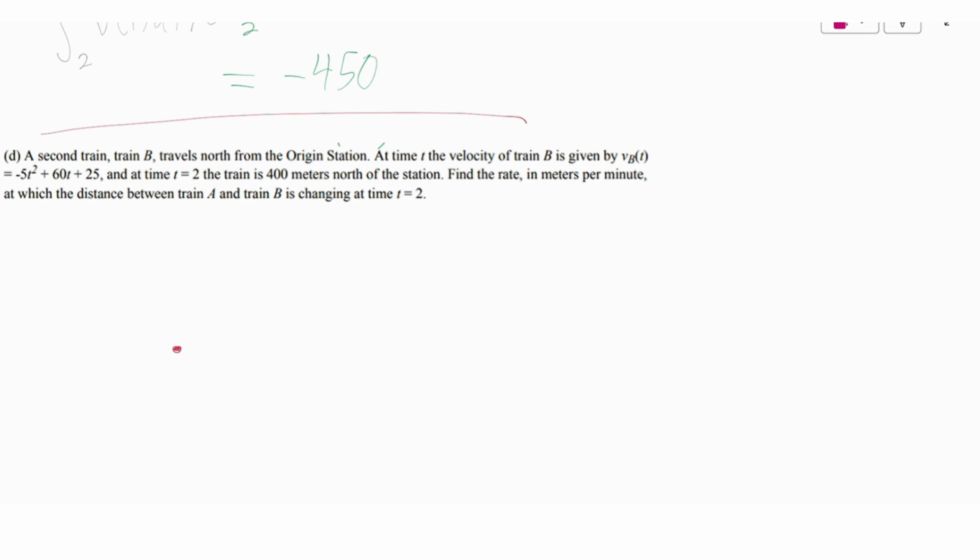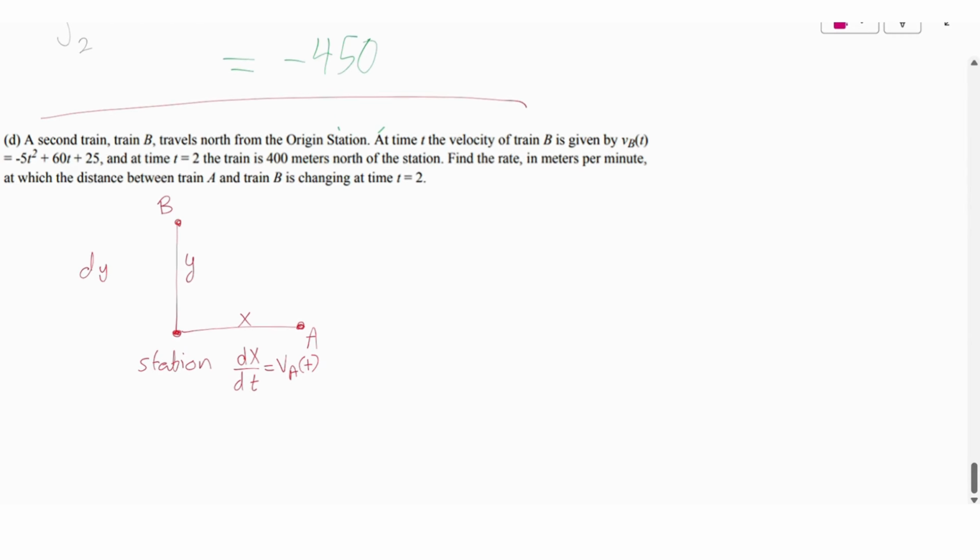So let's draw a sketch and see what's happening here. So this is the station. And here I have train A, and here there is train B. So this is x and this is y. So dx over dt is the same as vA of t, and this is y, and dy over dt is the same as vB of t.